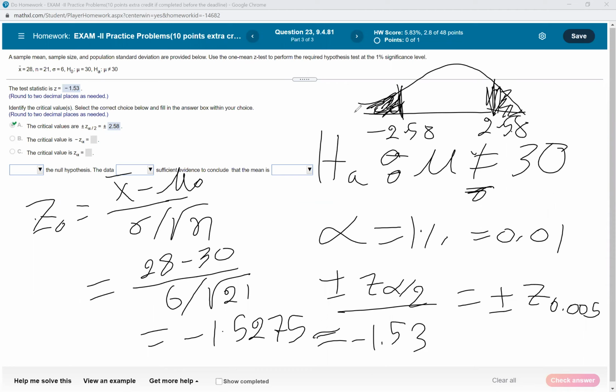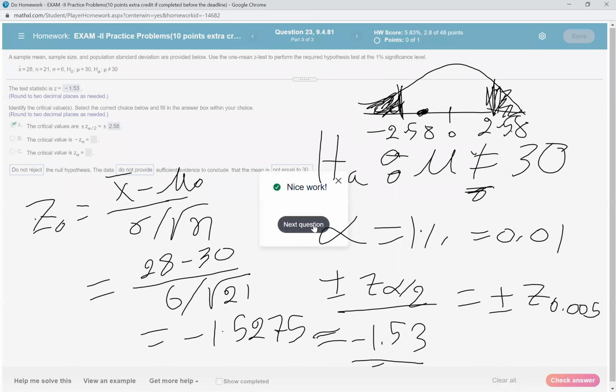Now look at the test statistic. What is the test statistic? Negative 1.53. This is 0, so it is somewhere here. That means the test statistic is not in the rejection region, so we fail to reject the null, because negative 1.53 is inside this region, not in the shaded region. We do not reject the null, so the data do not provide sufficient evidence to conclude the alternative. What is the alternative? Mu is different from 30, or mu is not equal to 30. Yeah, that's correct.